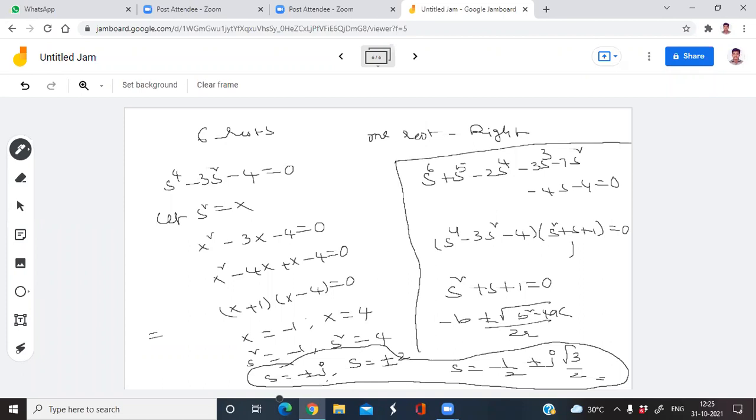Simple. See here, when you go for the auxiliary equation, here s power 4, definitely 4 roots are complex roots, right? That's why plus j, minus j, and plus j root 3 by 2, minus j root 3 by 2, 4 roots. And one root is on the left side of the S-plane, one root is on the right side of the S-plane. So finally, these are the 6 roots.